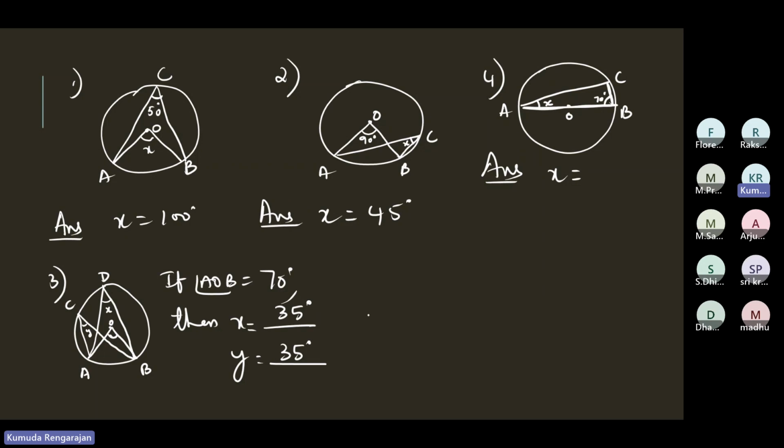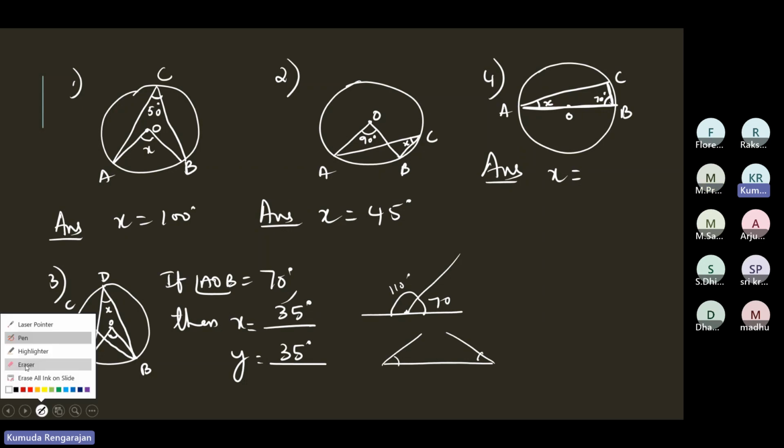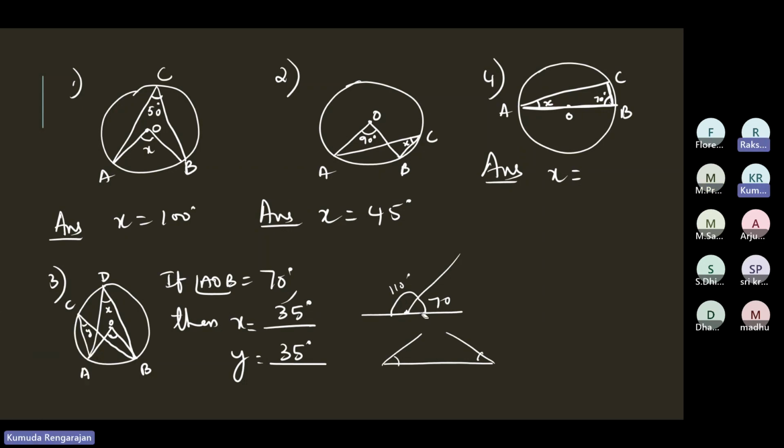Straight line at one point, the sum will be 180, not at two different points. Okay, let me just talk on that. So see, straight line, correct. Like if this is 70, this can be 110. If this is a straight line and this is 70, this cannot be 110. Not at two different points. At the same point, the sum is 180, not at two different points.